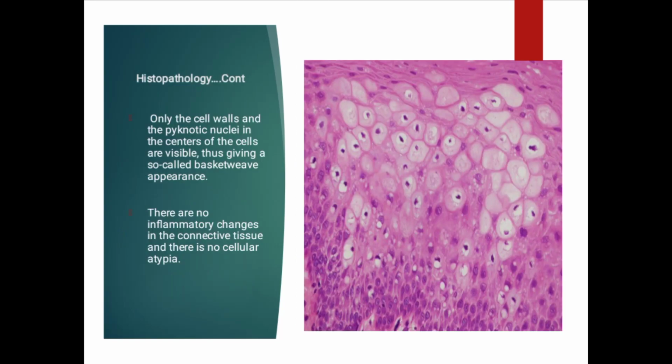Moving towards that, it also has a basket weave appearance. Very important. The basket weave appearance shows a cell which has cell walls and also pyknotic nuclei in the center of the cell, which is visible. There are no inflammatory cells or cellular atypia in the connective tissue.